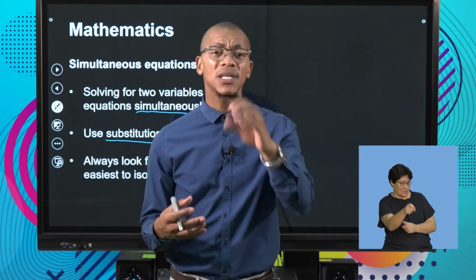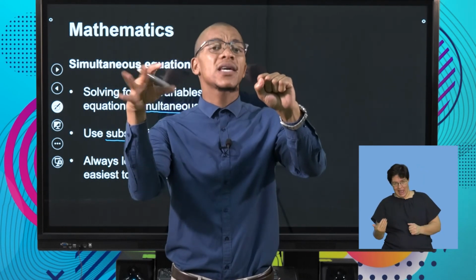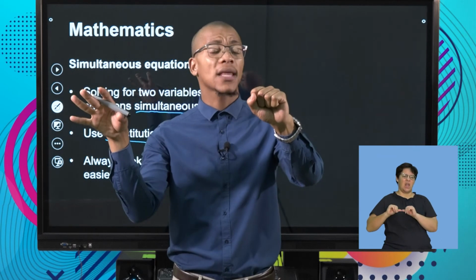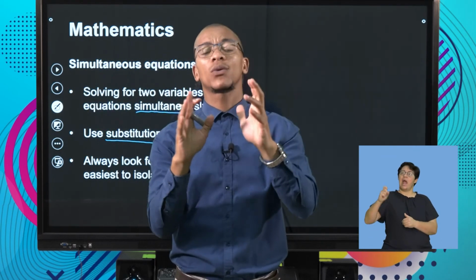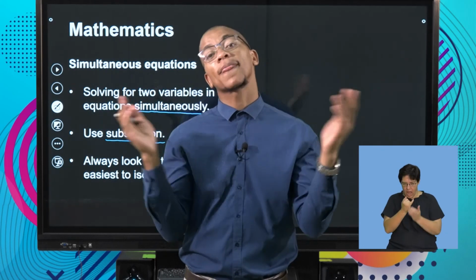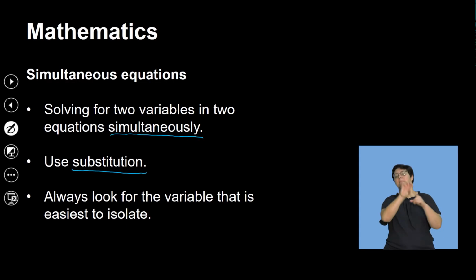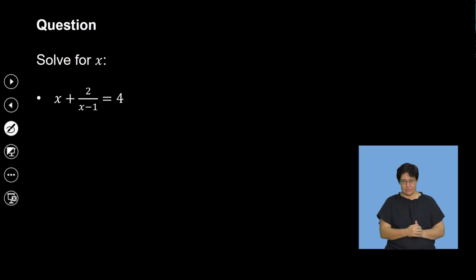Subject of the formula means it's only one x, and then on the other side, it's y and constants, not any other x, right? So that's what I mean when I say, look at the one that is easiest to isolate. But let's look at some questions just to see exactly what I mean. Now, firstly, I said fractions, right?